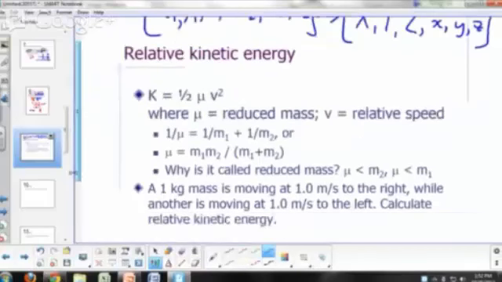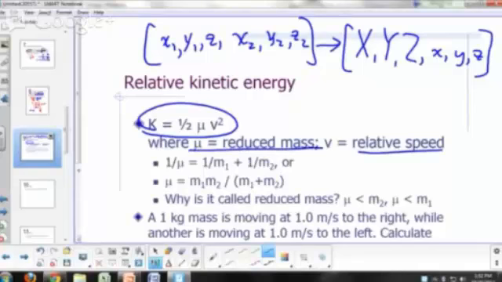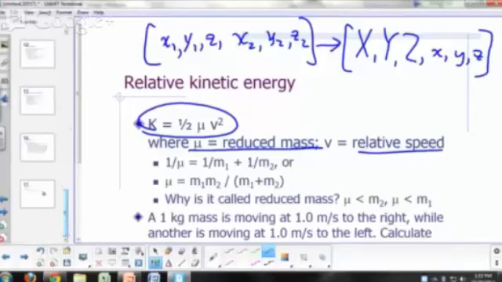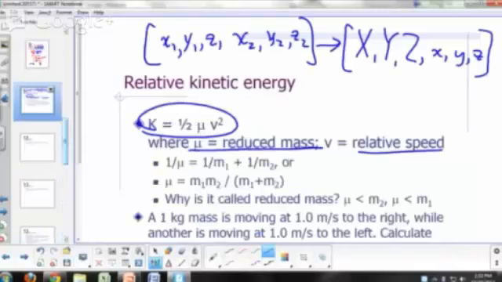So your relative kinetic energy can be shown to be 1/2 mu v squared, where v is the relative speed and mu is the reduced mass. The derivation for this is in your textbook. Let me go straight to the end here. Further information, section 10.1 in Atkins, page 357. So kinetic energy due to the relative motion is equal to 1/2 times mu times v squared.